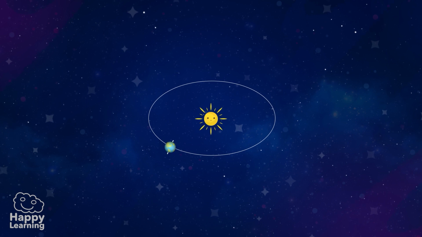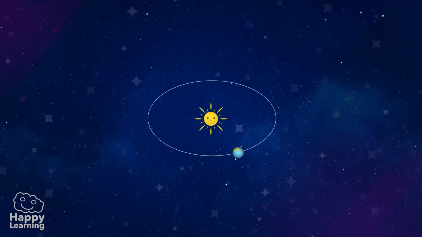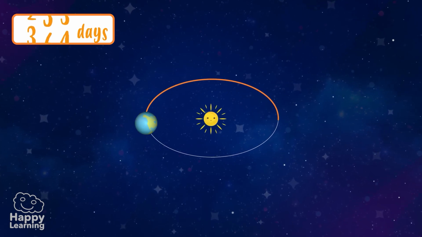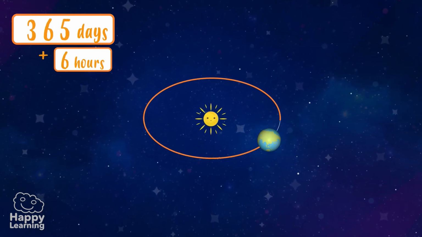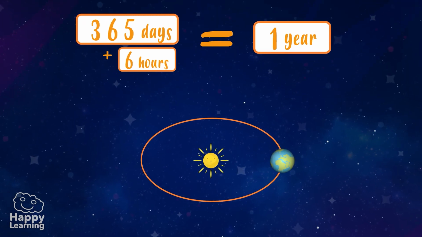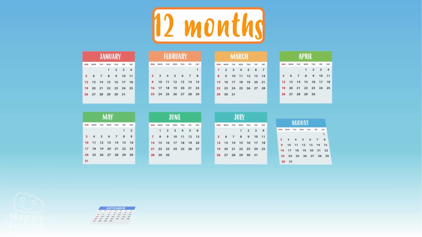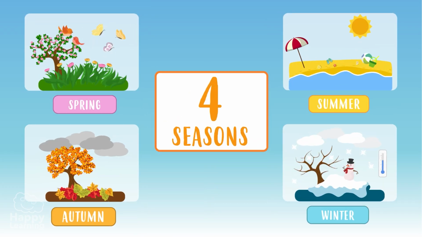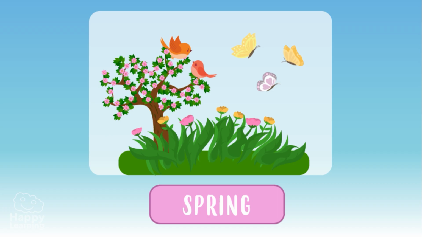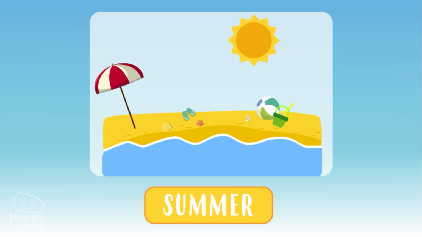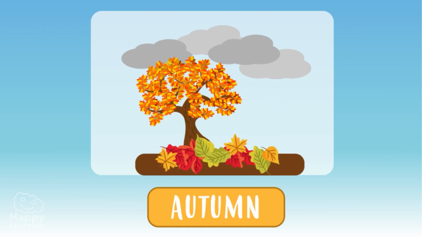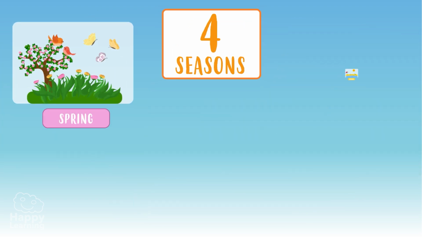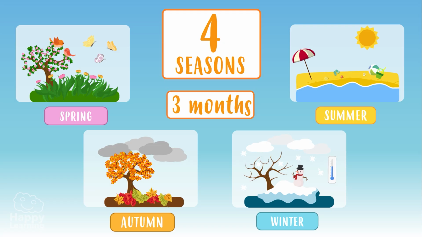Do you know exactly how long it takes the Earth to do a single rotation around the Sun? Exactly. It takes 365 days and 6 hours, which is the same as 1 year. There are 12 months and 4 seasons in a year. Spring, summer, autumn, and winter. Each season has a different climate and lasts 3 months.